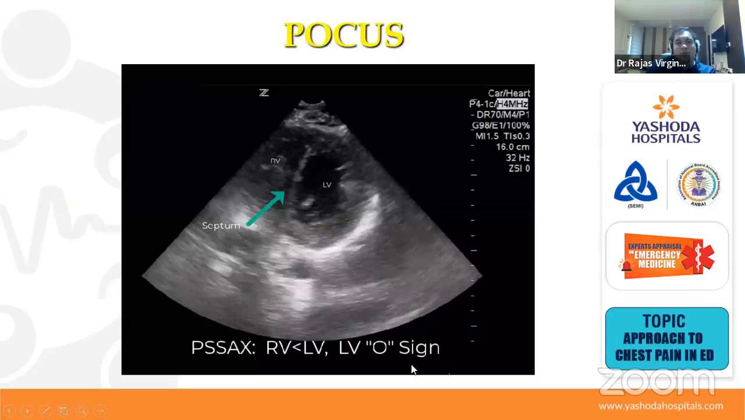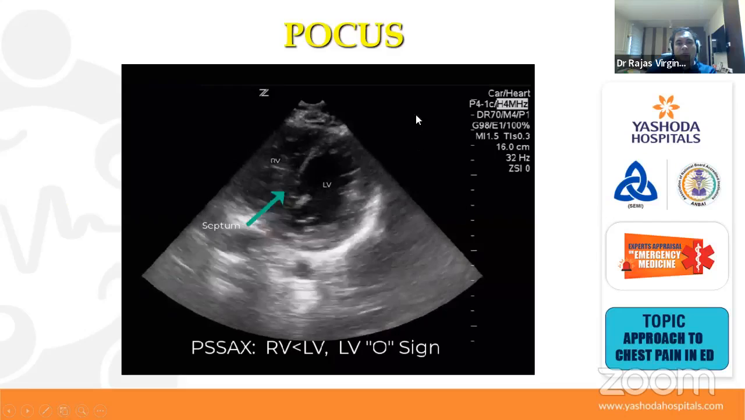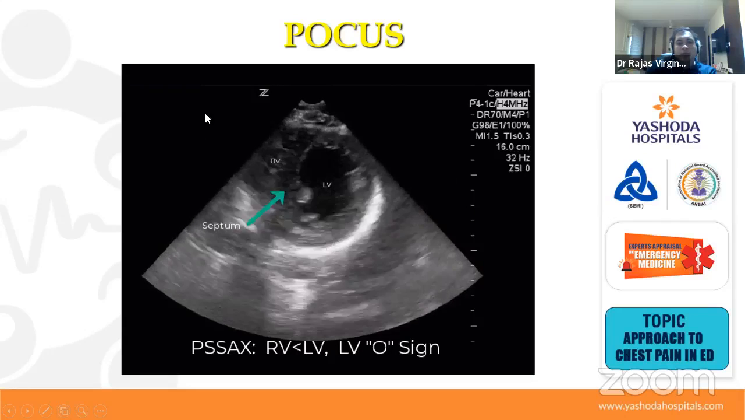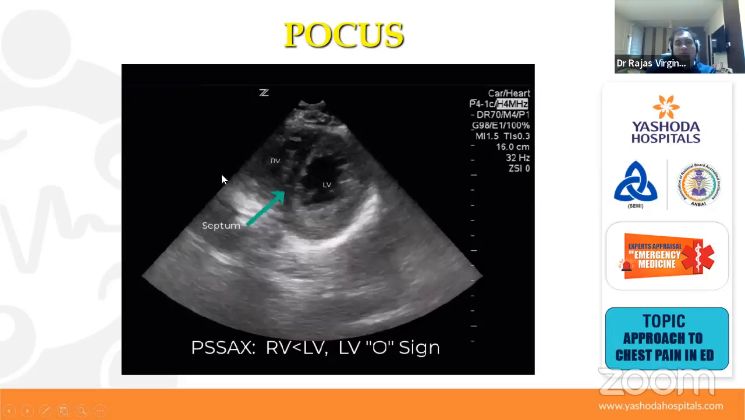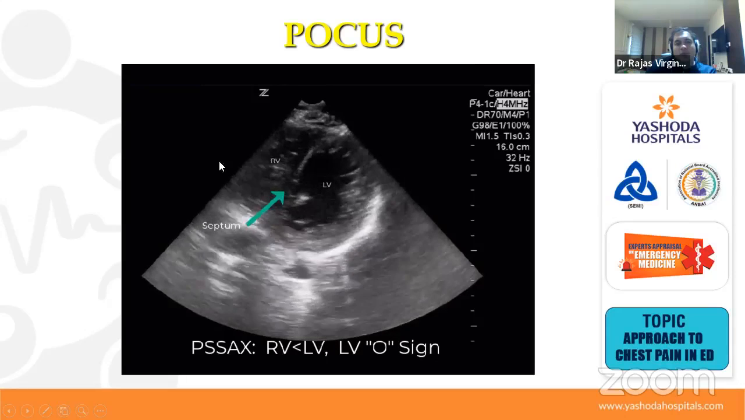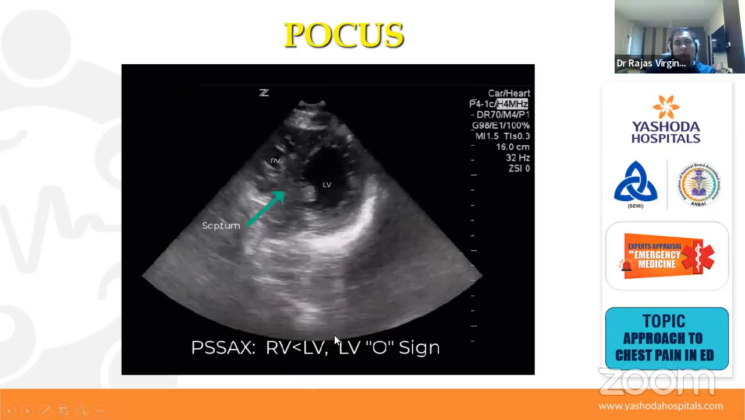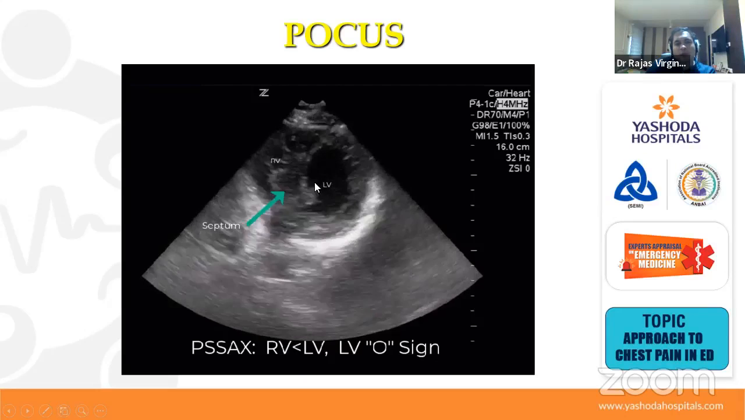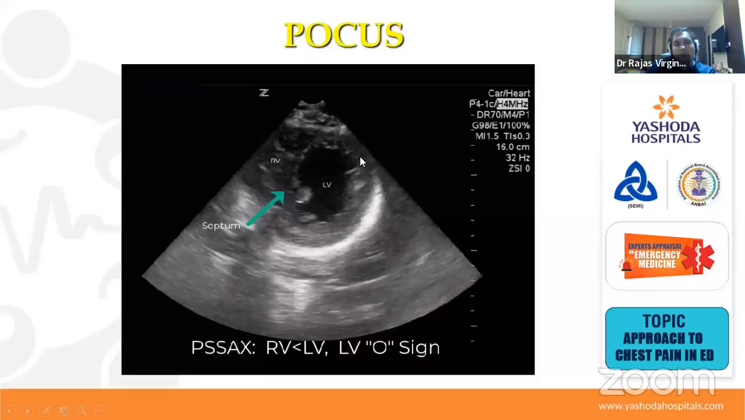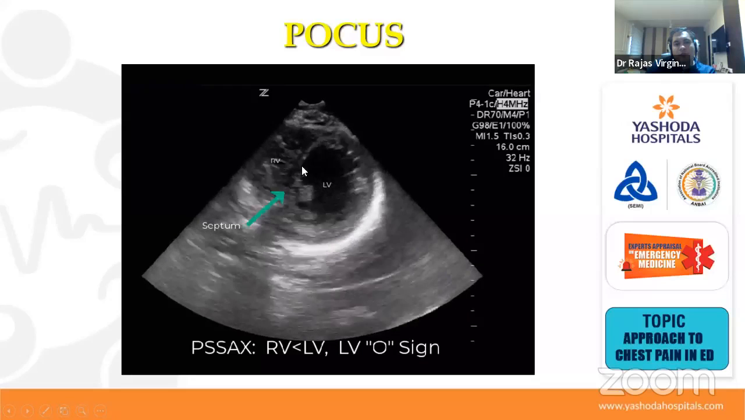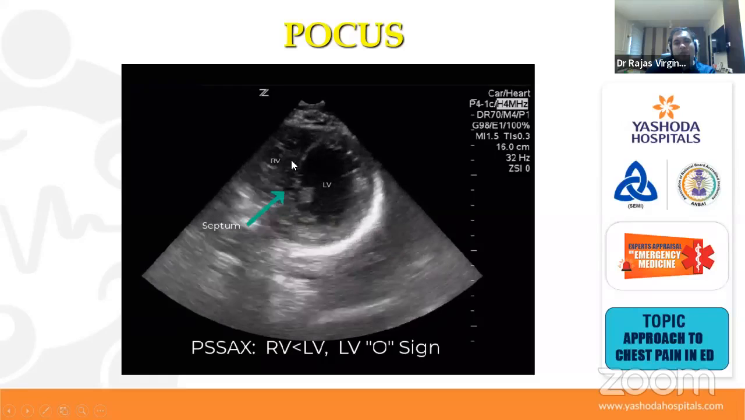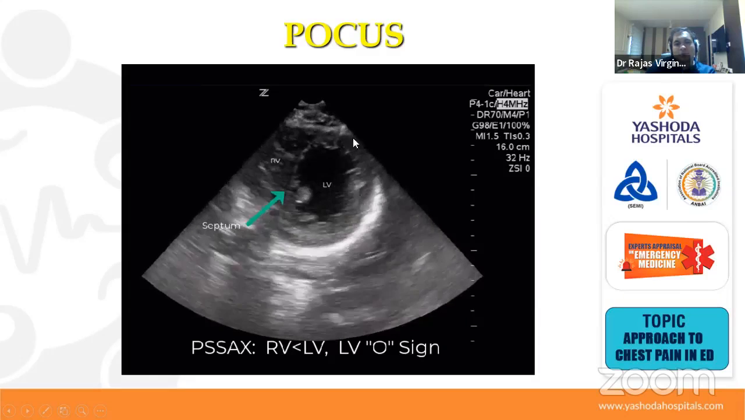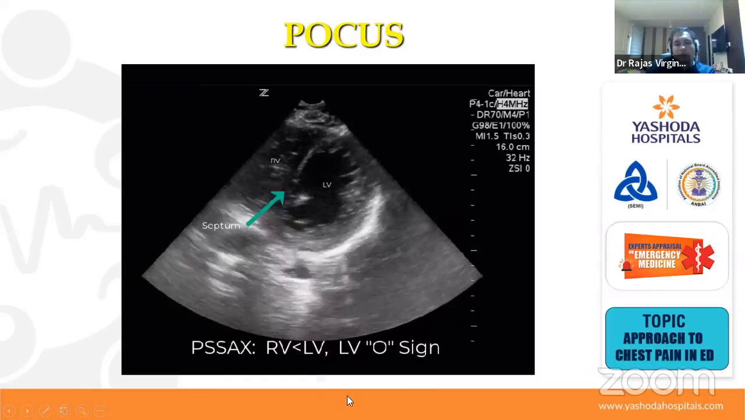Now coming to focus. So I'm just showing you this echo. This is what a normal parasternal short axis view would look like, where the right ventricle is smaller than the left ventricle. And the left ventricle clearly indents on the right ventricle with the septum. This is called the O sign of the left ventricle.